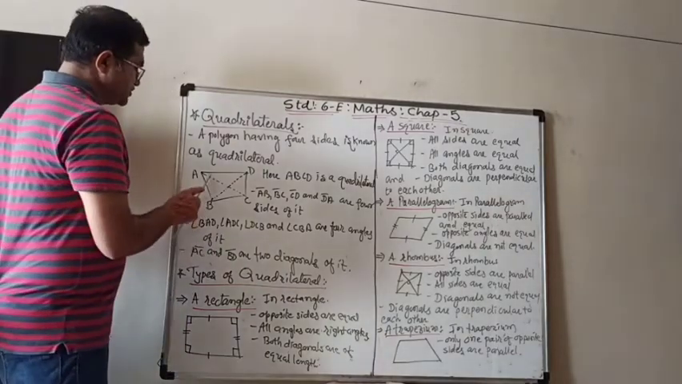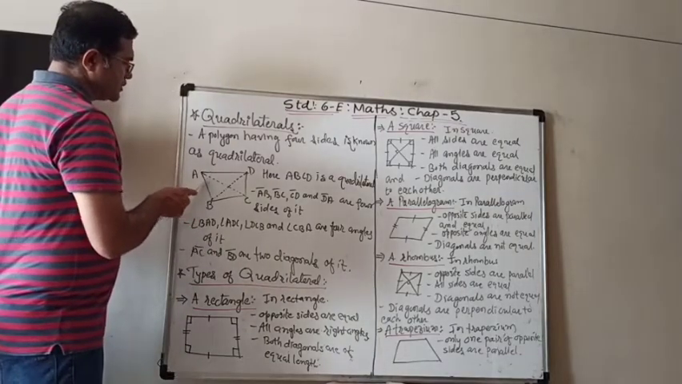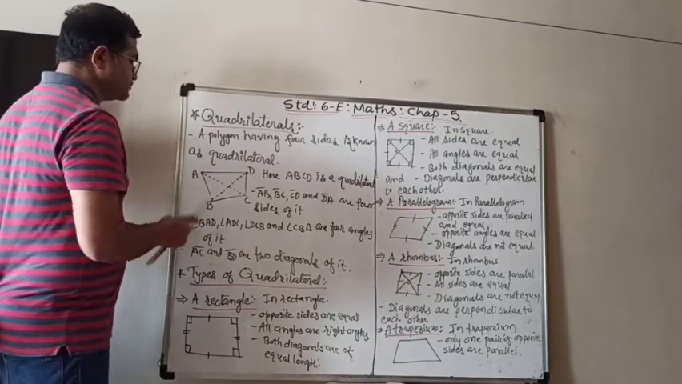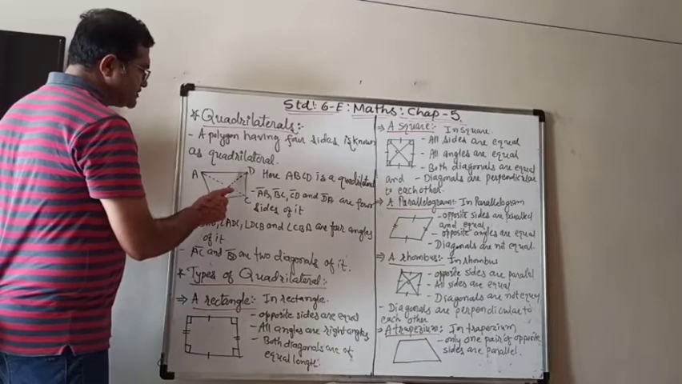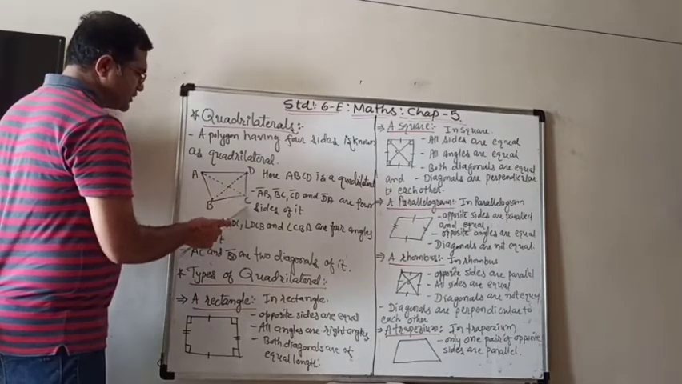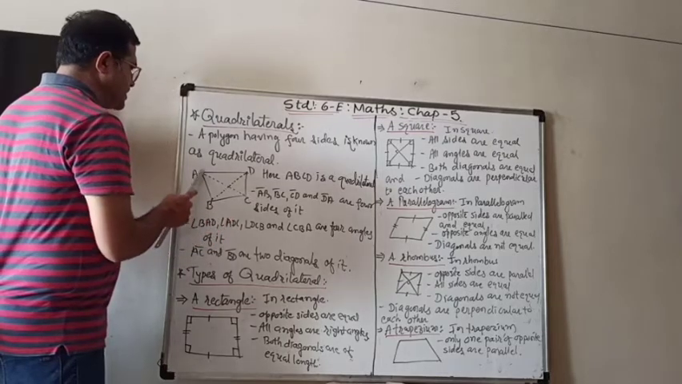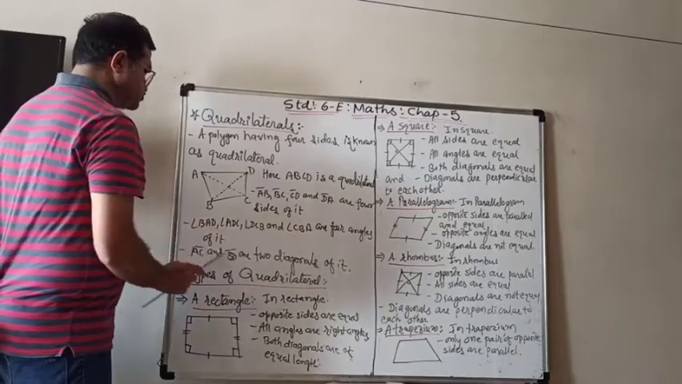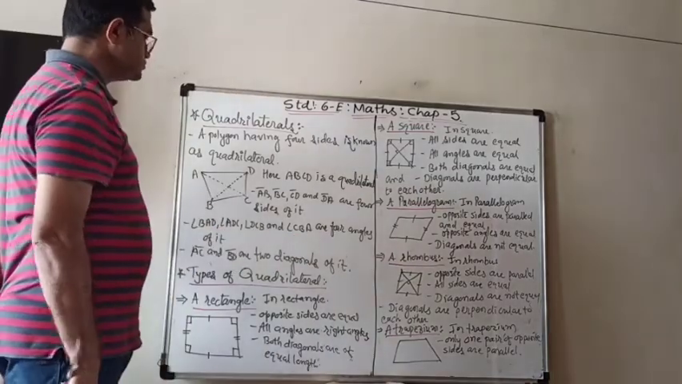Now this angle, you can see, is angle A, or you can say angle BAD. Then angle ADC means this angle. Angle DCB means angle C. And angle CBA means angle B. These are the four angles of it.